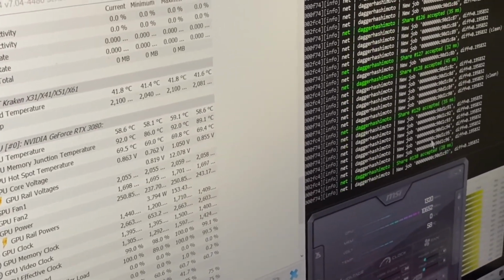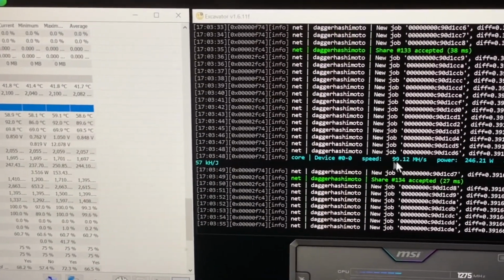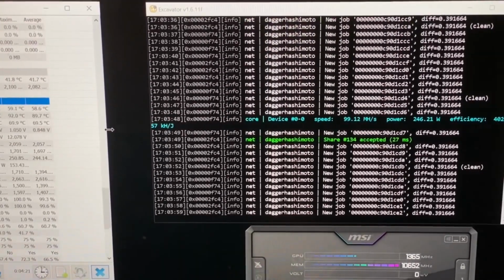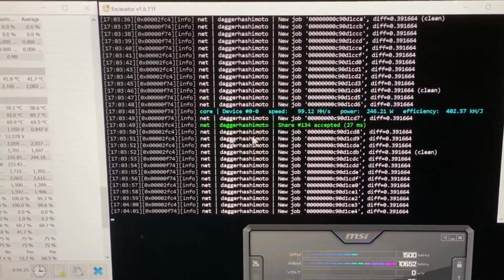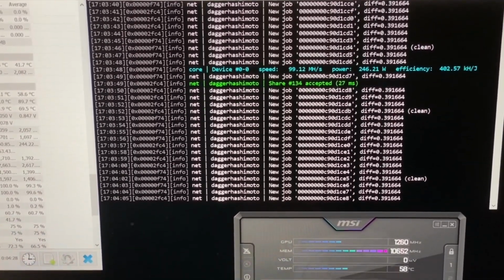Push my power up a little bit and see what I can get out of it. Okay, so wow, here we are. We're at 99.12 mega hash. We're a little bit over 400 efficiency right now on Excavator. Fans are set at 75%.